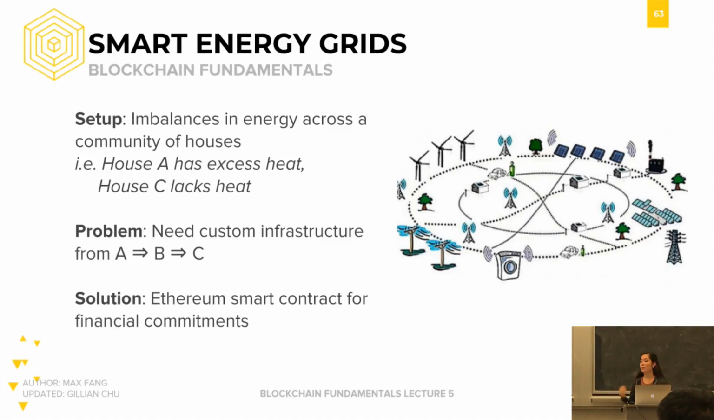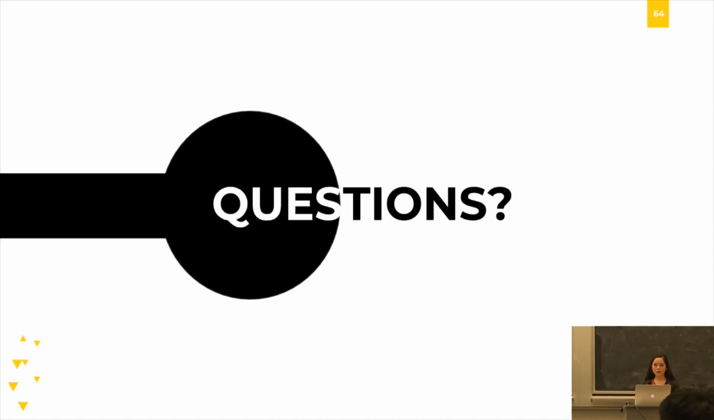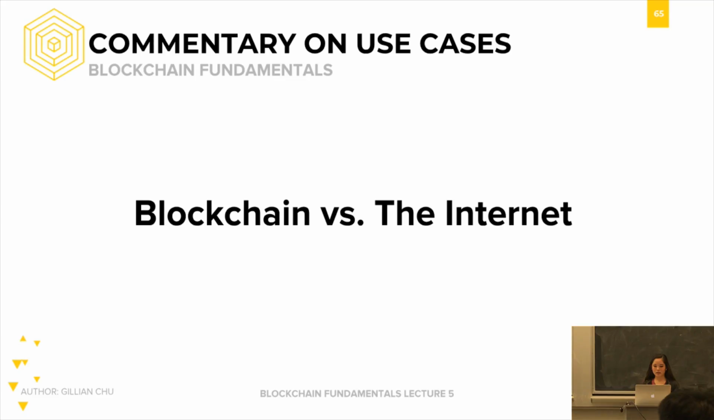So what we can do is set up an Ethereum smart contract for financial commitments. It's kind of like a Kickstarter where we all pull in our money, and if it happens, then the person who executed on it gets all of our money. If it never happens, then we still get to keep our money. So that's just another use case. Any questions? I think there's a couple more. Oh, there isn't. That was the last one.